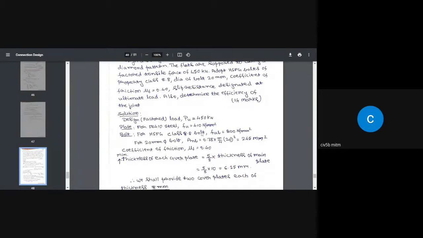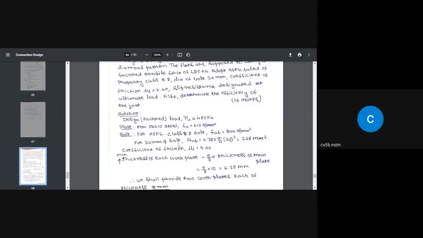Now coming to the solution. So what is the design load or factored load or ultimate load? That is 450 kilonewton. That is given in the problem. So when we consider the plates, as usual, always you take Fe 415 steel for which Fu equal to 410 Newton per millimeter square. Coming to the bolt, for an HSFG class 8.8 bolt, FUB is 800 Newton per millimeter square.